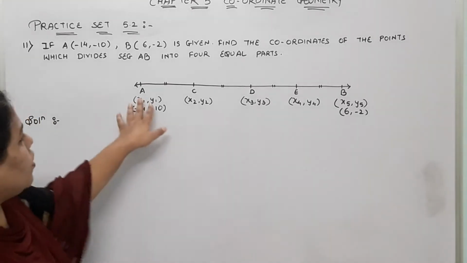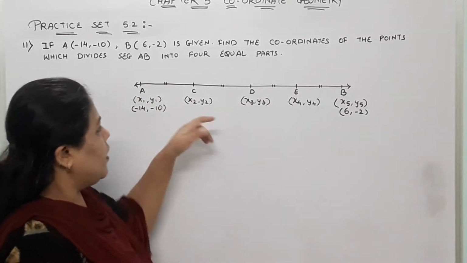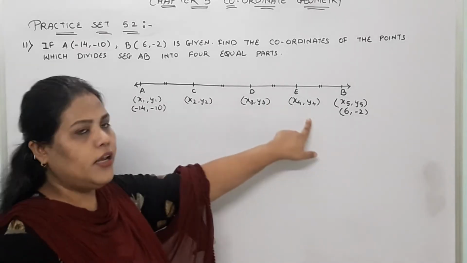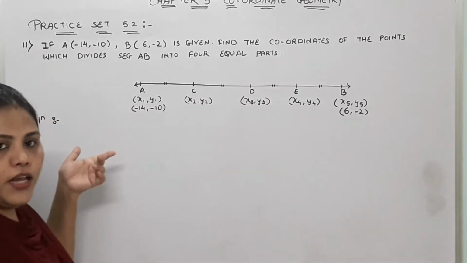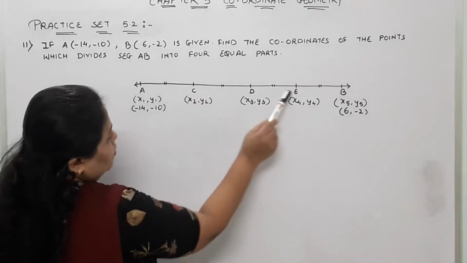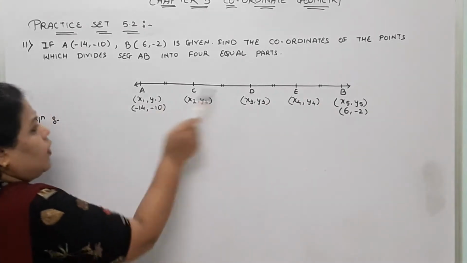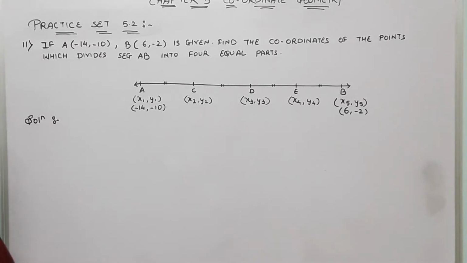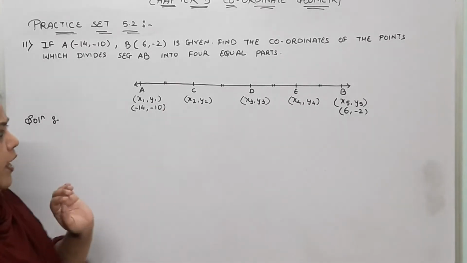Right? So I had drawn one line segment AB in which points C, D and E divide line segment AB in 4 equal parts. So you can see here 1, 2, 3 and 4. Right? And all are equal, 4 equal parts of AB.